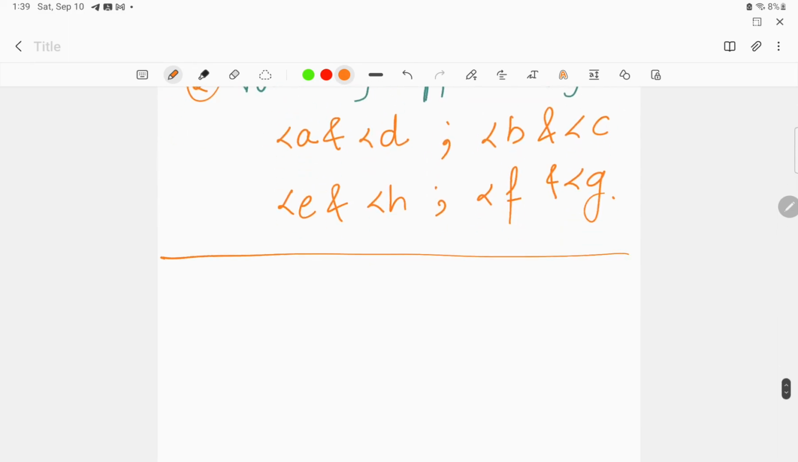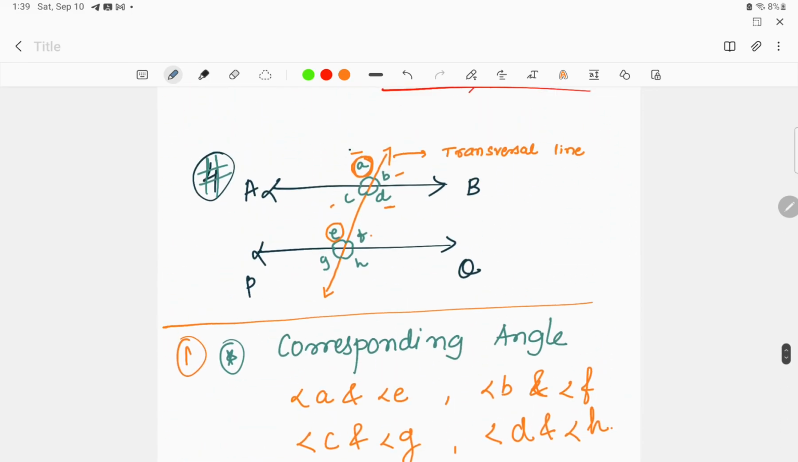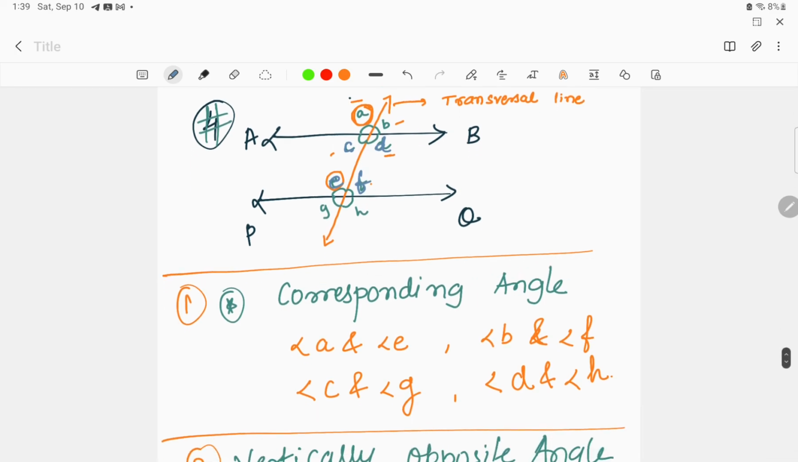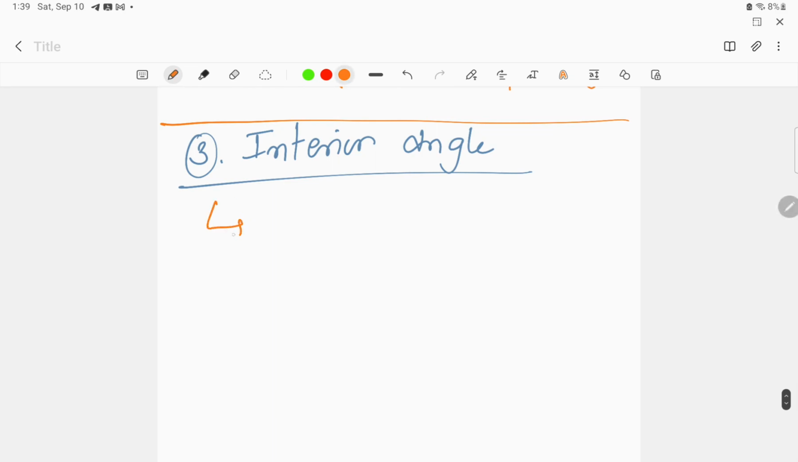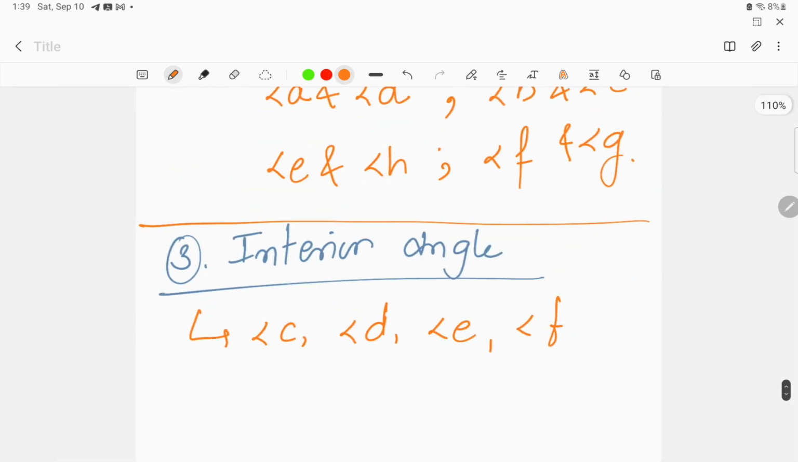Now the third term that we will learn is interior angles. The word itself denotes angles which are on the inner sides. If we see the inner side of these parallel lines, we find angle C, angle D, angle E and angle F are present on the interior side. So the interior angles are angle C, angle D, angle E and angle F.